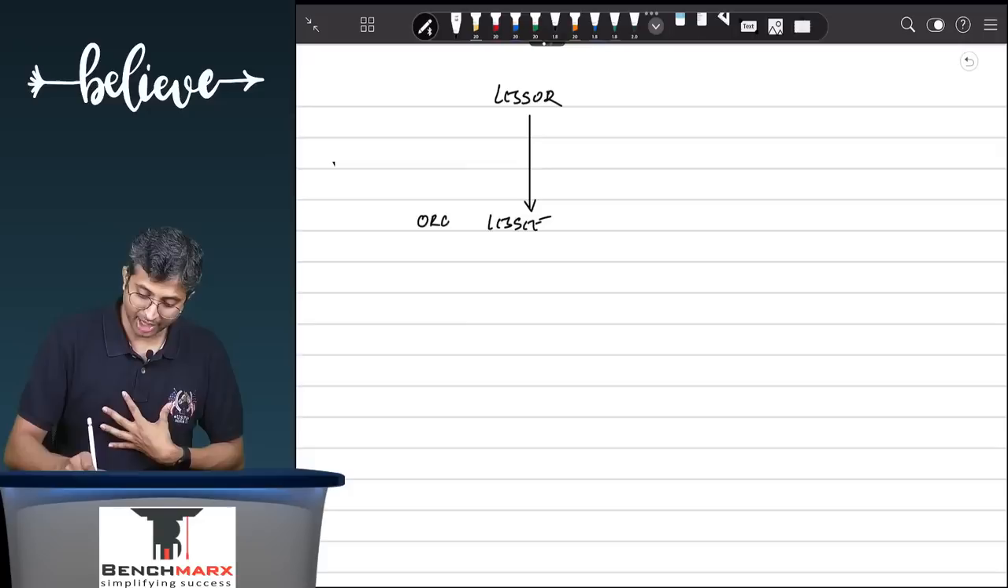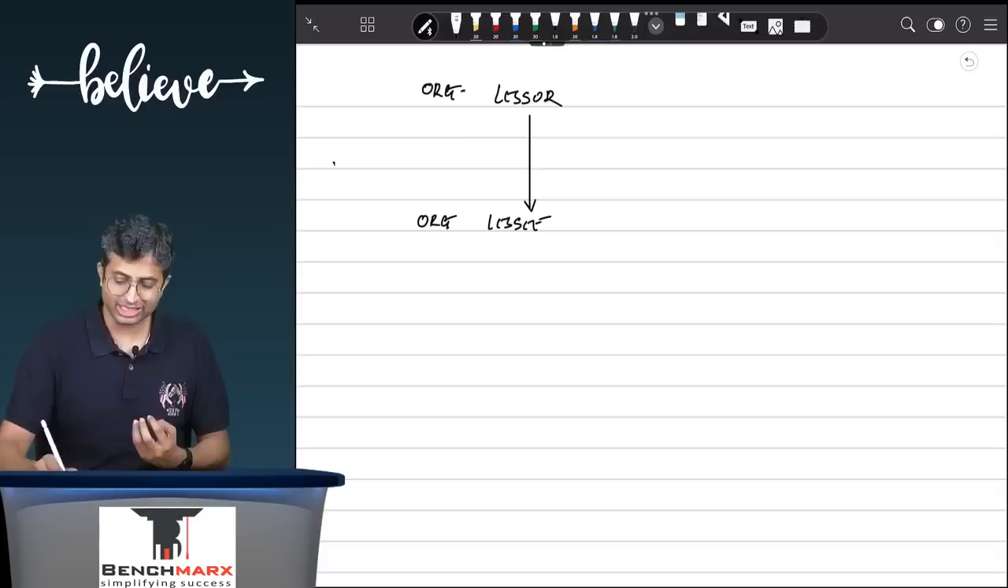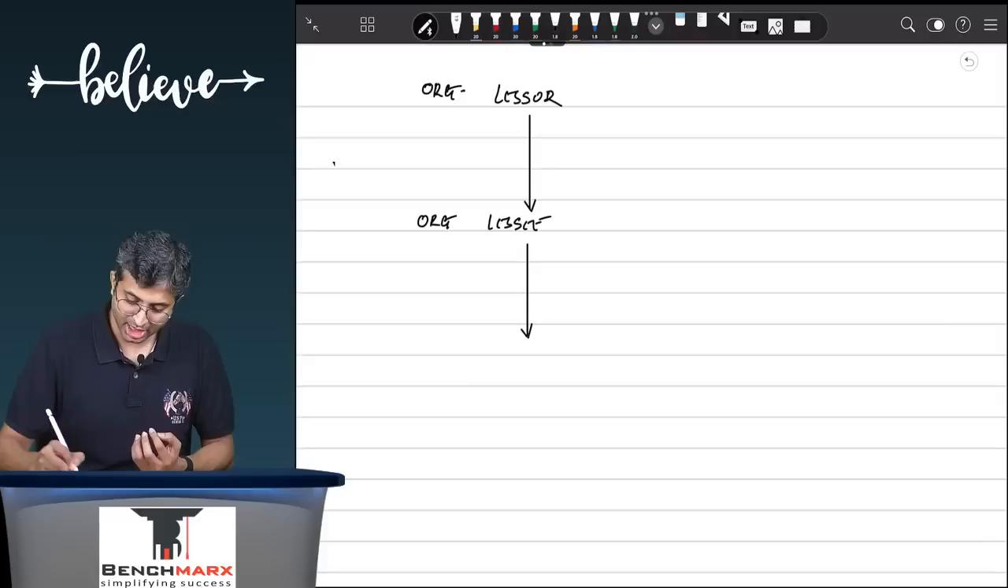But let us say I don't really get a lot of students, so I decide to sublease the classroom, in which case there's an ultimate or the sublessee. Let us say there is, I sublet it.